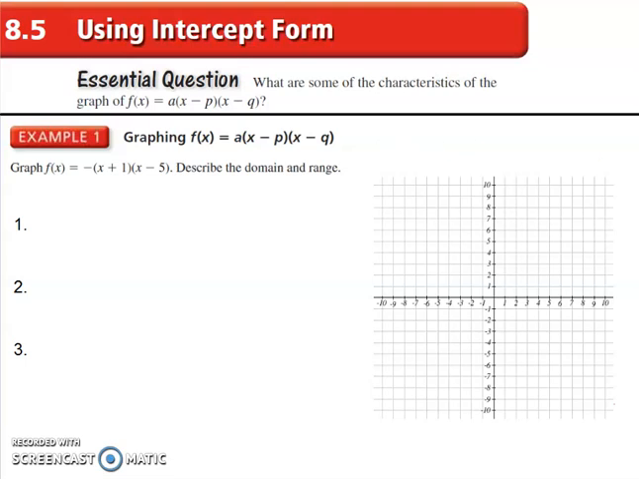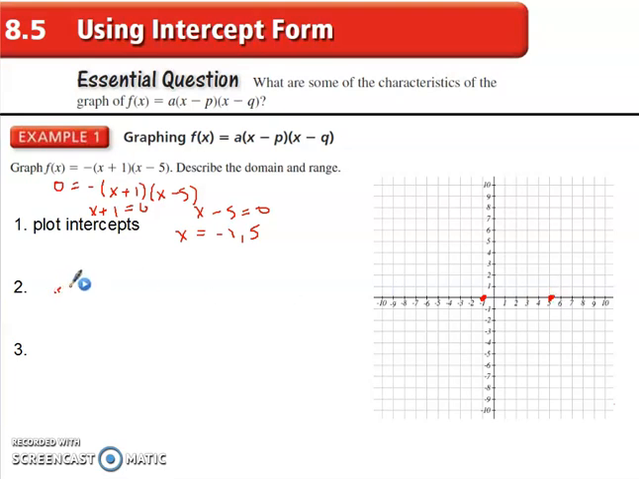We call this intercept form because it is fairly simple for us to identify the x-intercepts of our equation. Our first step is going to be to plot our intercepts. So what we're going to do is let our y value be 0, and this will help us solve for those x-intercepts. Since this is already in factored form, I know that each of those factors could be 0, which means that x plus 1 could be 0, or x minus 5 could be 0, giving me x-intercepts of -1 and 5. So on my graph, I put a -1 and a +5 as my two x-intercepts.